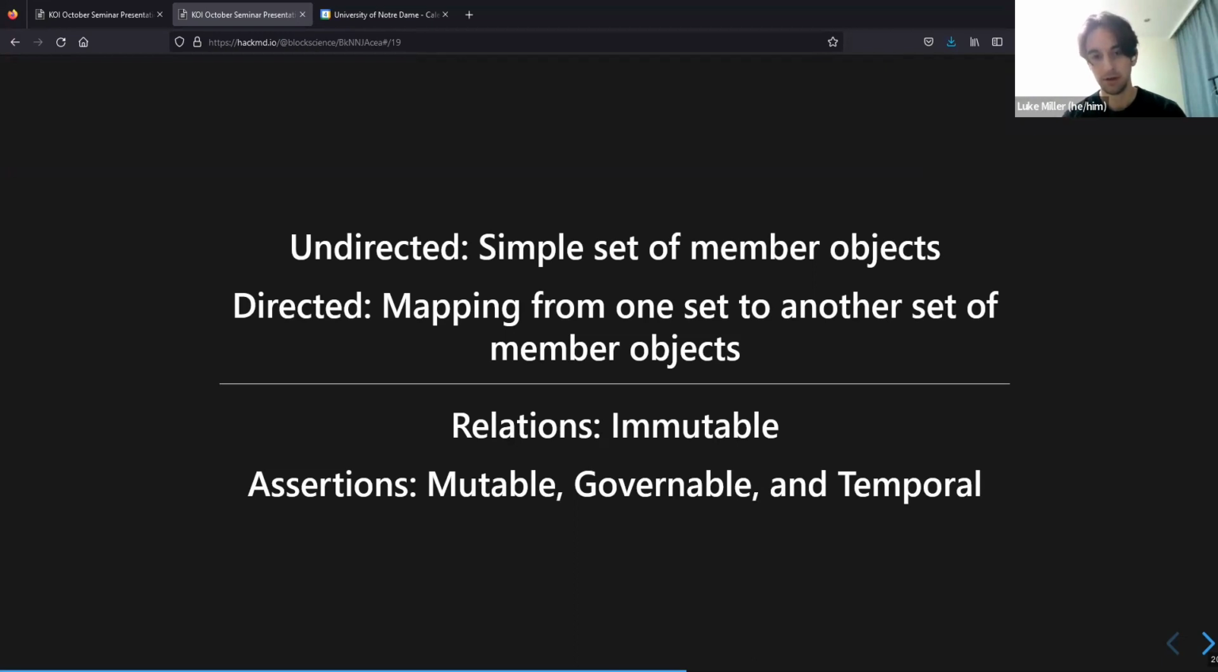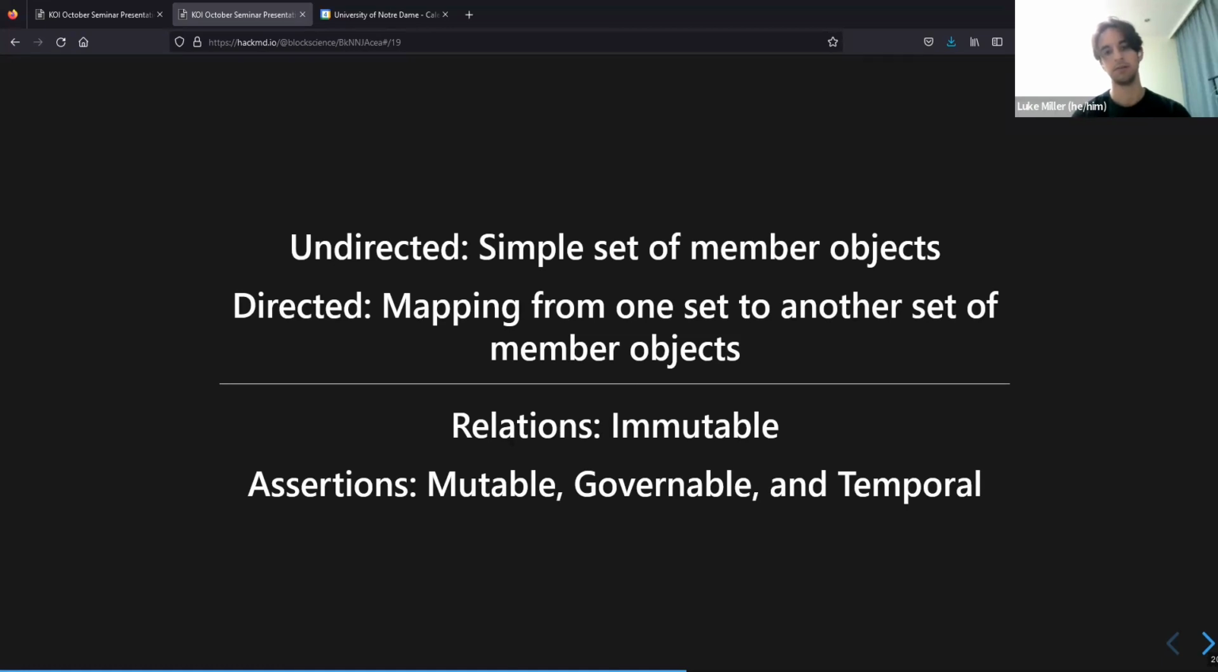So it's pretty flexible. And then we have the other axis of this, which is relations versus assertions. Relations are a little bit more agnostic. They're simply immutable relationships that are either undirected or directed. You can just create them, but they can't be changed after the fact, and they don't have the properties that assertions do. Assertions are things that, say, a group or an agent within the system is asserting about objects within it. So it has more intention behind it, and it has the added property of being mutable, governable, and temporal.